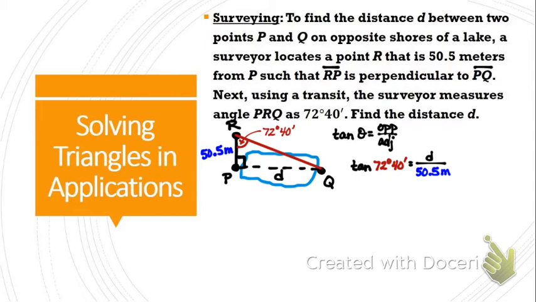Divide by what? 60. We're going to take this and divide by 60 so that we can put it into just decimal degrees. So it's going to be 72 point what? Yep, it's going to be 6 repeating, right? Let's take that out to 3 decimal places when we're putting it into the calculator. So we're going to have 72.667 degrees equals d over 50.5 feet, or sorry, 50.5 meters.